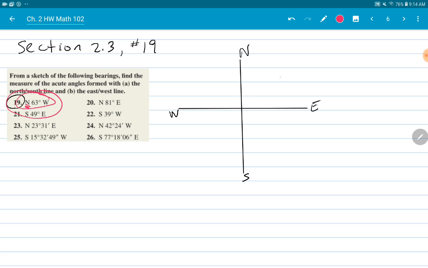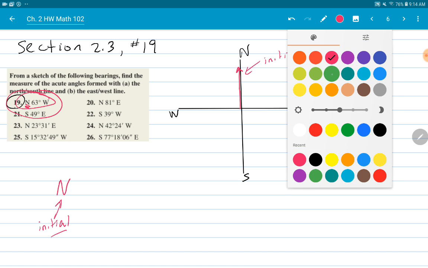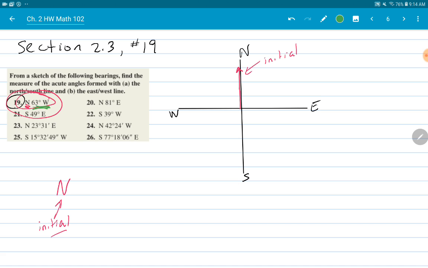This says I start facing north, so there's my initial side. You can imagine yourself facing that direction. So this is my initial side, and I'm facing the north direction. And then the W at the end tells me the direction of the rotation, so that's going to give me the terminal side.